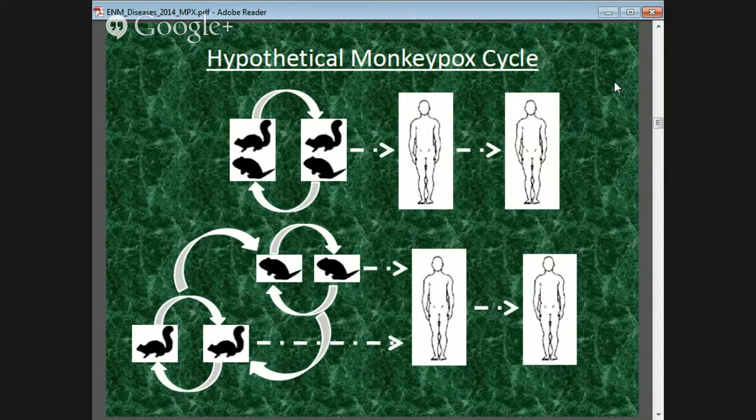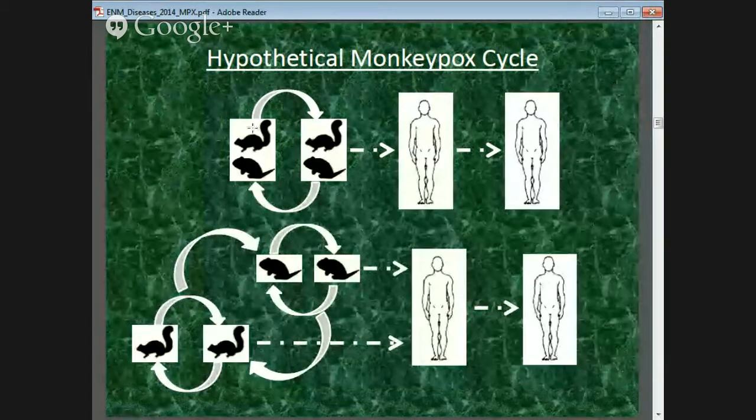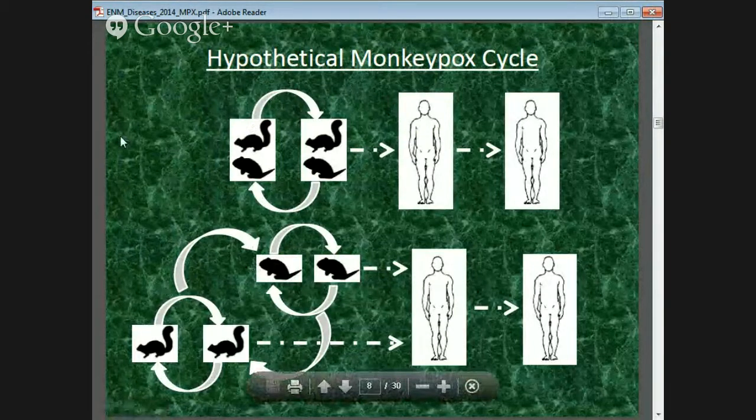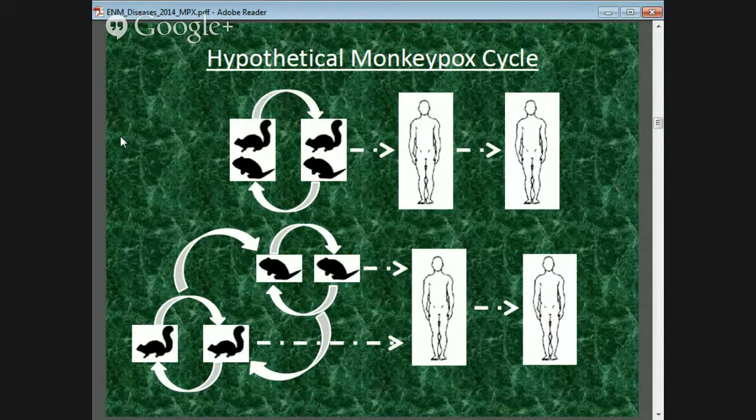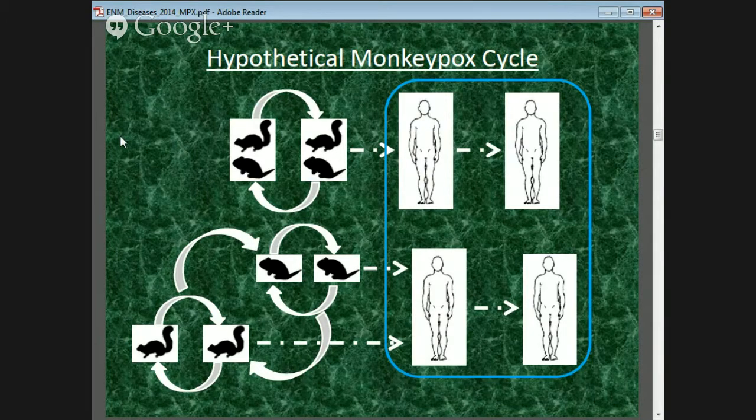This is a very cartoonish illustration of how the monkeypox cycle would be in the Congo Basin. There's a hypothetical reservoir or reservoirs in the lower part. The virus will circulate there and then jump into humans or monkeys or other animals that are permissible for the virus. And what we have seen until now is only the human side of it. All the cases that happened in humans.